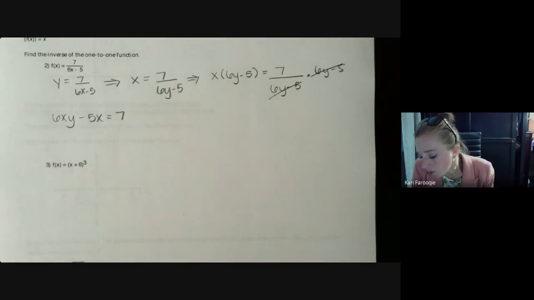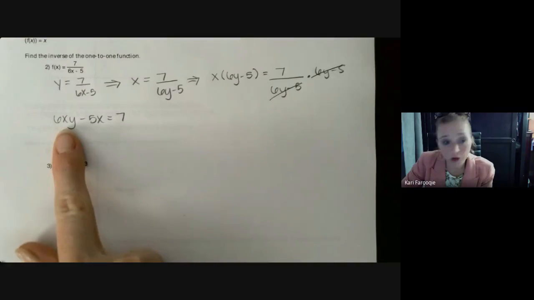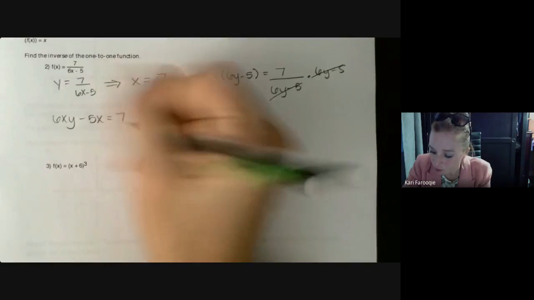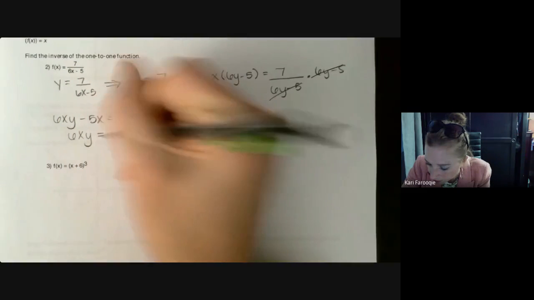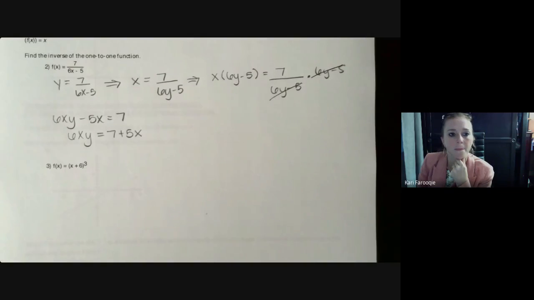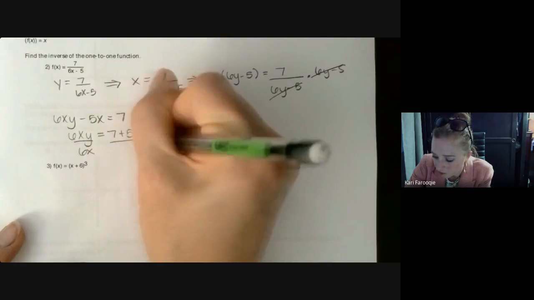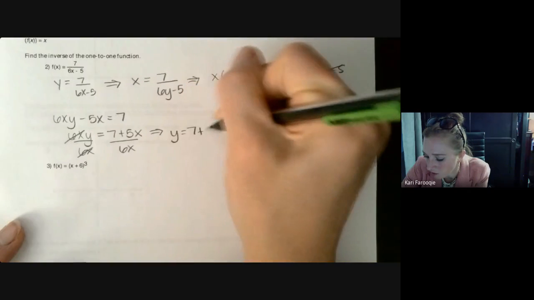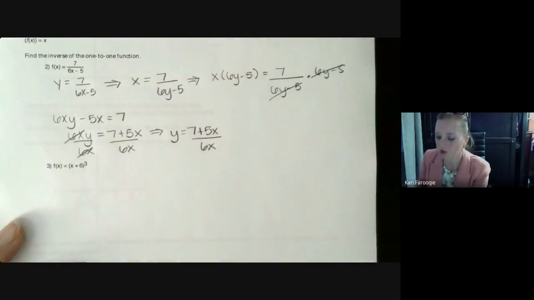Now, there are a couple of different things you could do at this point, but if you know you're trying to isolate the term that has y in it, get rid of any term that doesn't have y in it. So for instance, this 5x, move it to the right. So now you'll have 6xy equals 7 plus 5x. Now to get y by itself, to solve for y, divide both sides by 6x. And that leaves you with y equals 7 plus 5x divided by 6x.